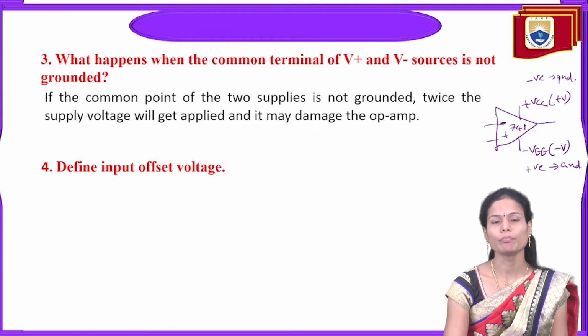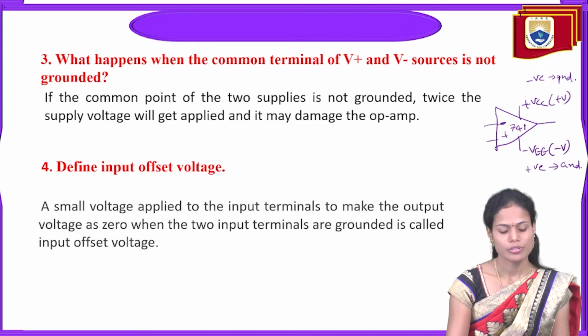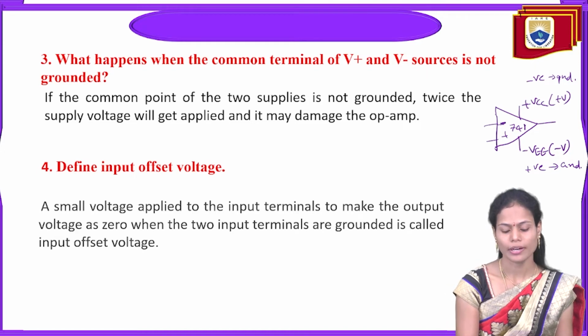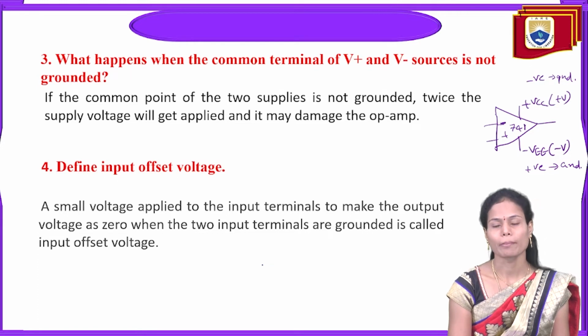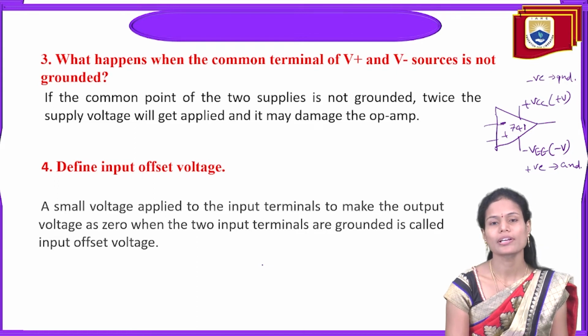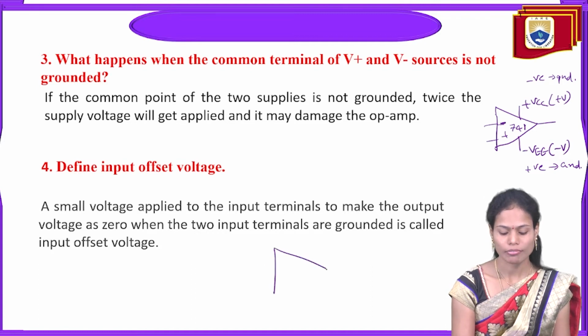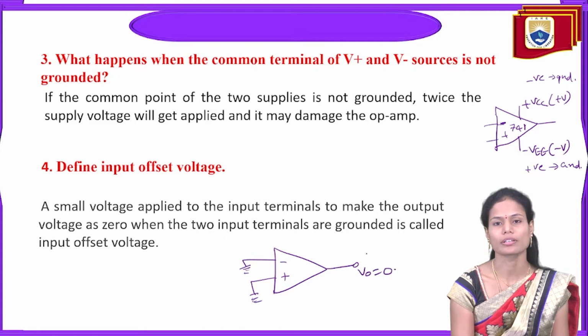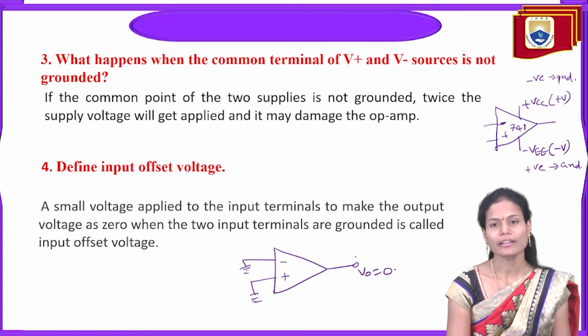And next, define input offset voltage. Input offset voltage is the small voltage applied to the input terminals of the operational amplifier to make the output voltage 0 here. On what condition should the output be 0? Whenever both the inputs are zero or grounded. If we connect both the terminals of the operational amplifier to ground, the output must be 0 here.